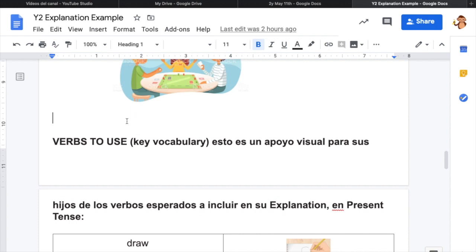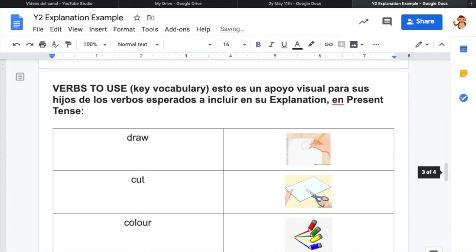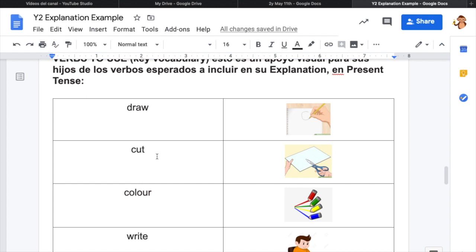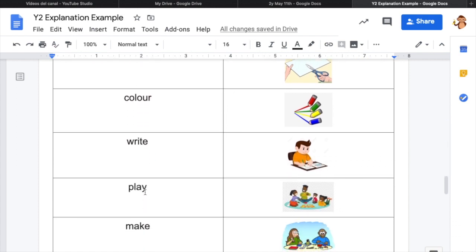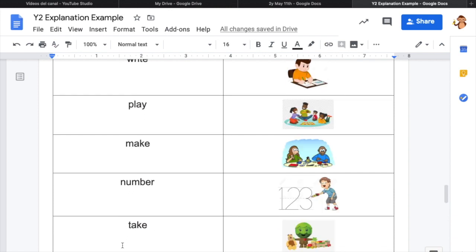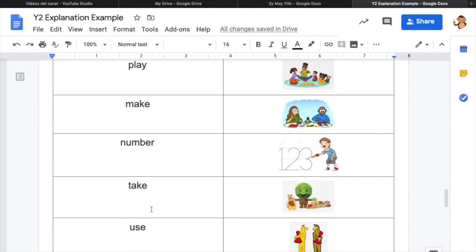I also attached some verbs with its drawing in case you don't remember the meaning. Remember, we're going to use present tense here. Okay, so I wrote this for you. Draw, cut, color, write, play, make, number, take, use. I know it may be confusing, but number can also be a verb, which means write numbers.